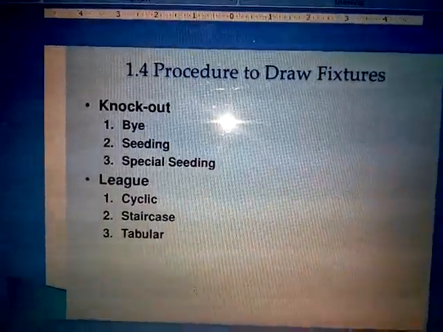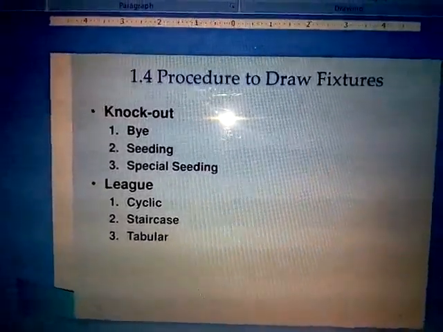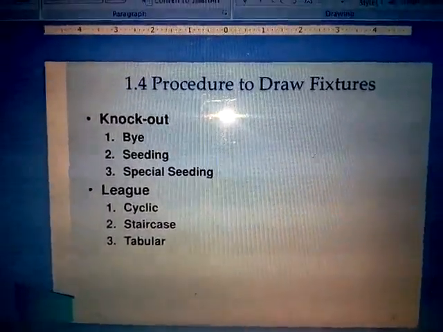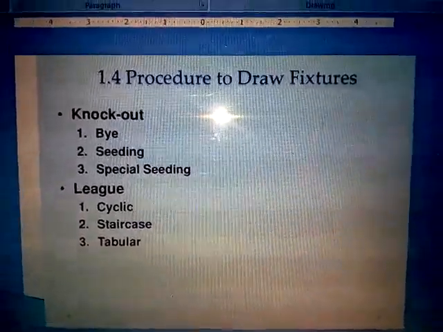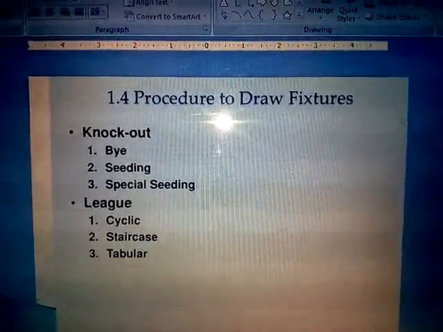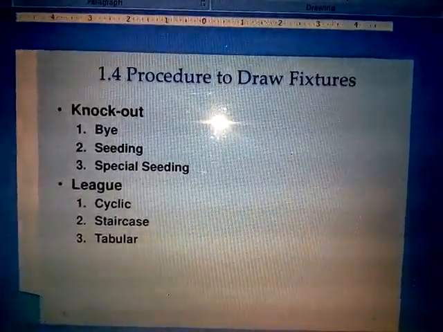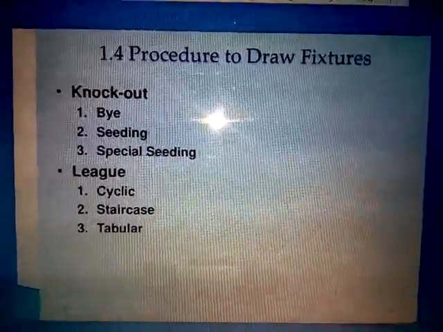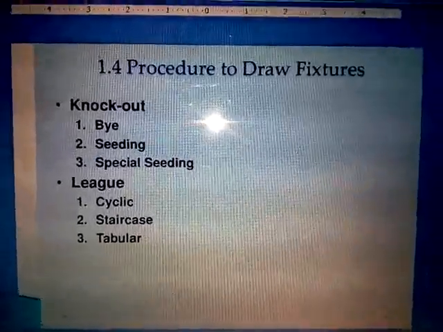Now in the second slide you can see the procedure to draw the fixtures. First of all, you can see the knockout and league system. Already we have discussed the knockout tournament and the league tournament. Now we have to discuss how to draw the fixtures of the knockout tournament or league tournament. In the knockout tournament there is a bye, seeding and special seeding. So first of all we should know what is called a bye. The bye is the special privilege given to a team to play in the second round. This special privilege to the team to play in the second round of the matches is called a bye.